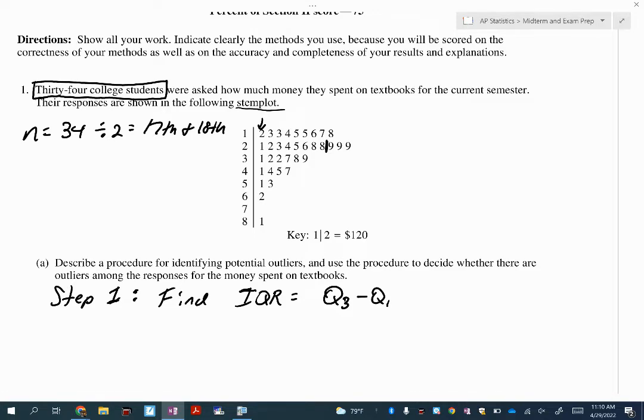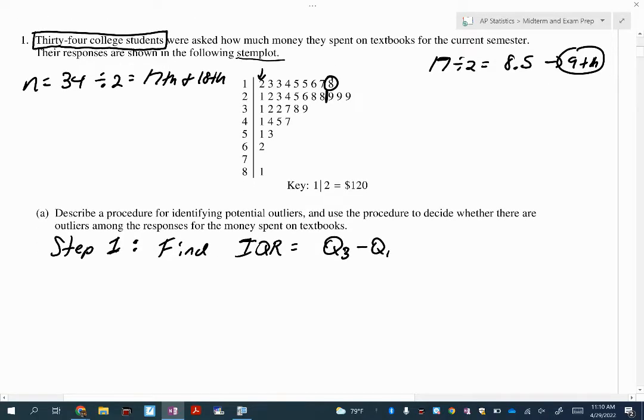So to find the quartile 1, you're going to count halfway from the first number to that 8 just before the median. So that would be 17 divided by 2, which is 8.5. So you round up to the 9th data value. If I count from the 2 to get to the 9th one, I get 1, 2, 3, 4, 5, 6, 7, 8, 9. The 9th one is that 8. So quartile 1 is $180.